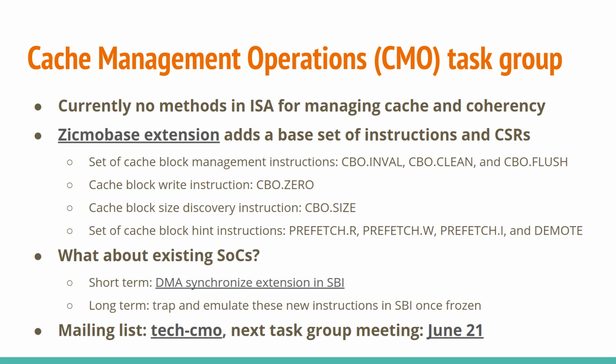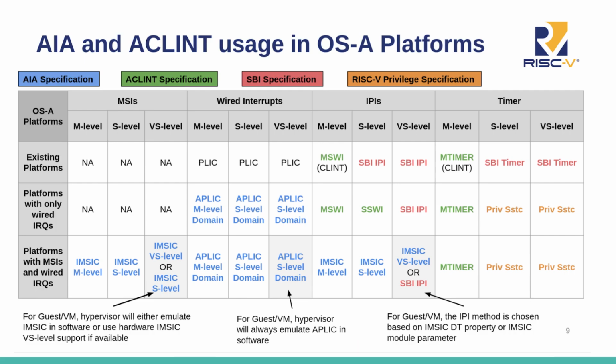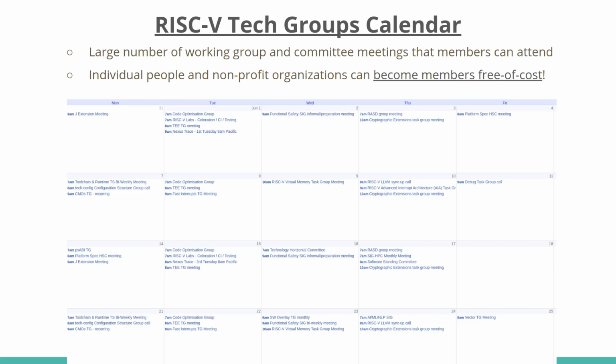There's the Tech CMO mailing list that has this discussion, and the next meeting is coming up on June 21st. So that's my tour of the future of Linux on RISC-V. I highly recommend, if you can, try and attend some of these working groups and committees. I'll go back to that slide right here, the RISC-V Tech Groups calendar. A lot of interesting development and discussion is going on, and hopefully there's something for everyone's area of interest.